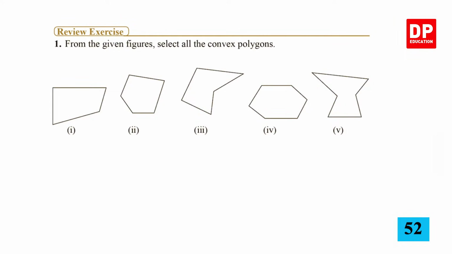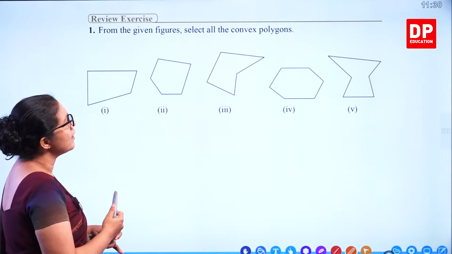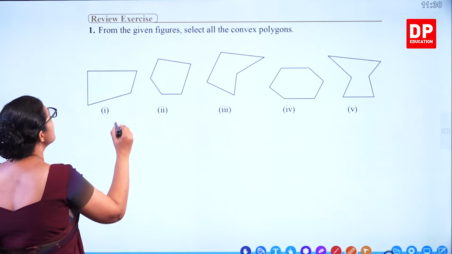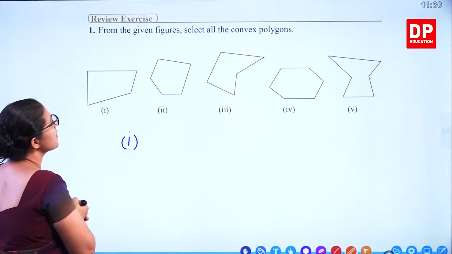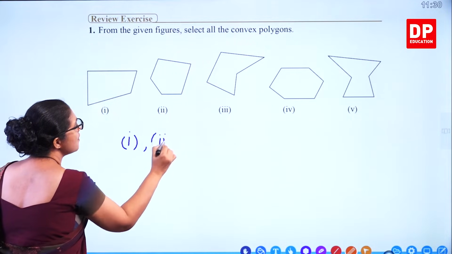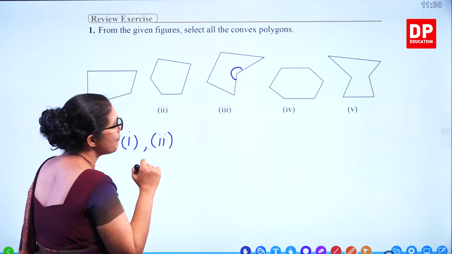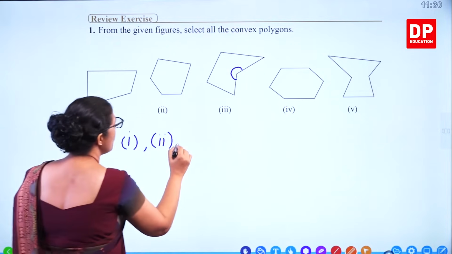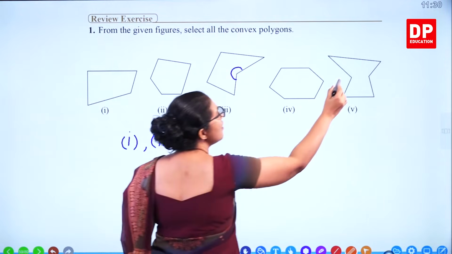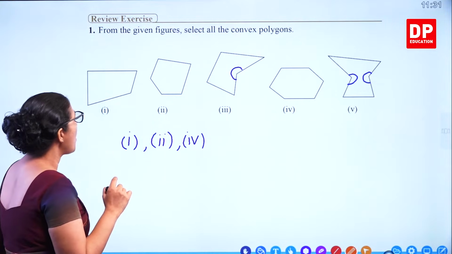Now we'll look at the review exercise in your textbook. From the given figures, select all the convex polygons. Convex means no reflex angles. So this is convex. Here also acute and obtuse, that's convex. But here you get a reflex, that's concave. But the fourth one, yes, no reflex angles, that's convex. And here you get 2 reflex angles, that's concave. So 1, 2 and 4.